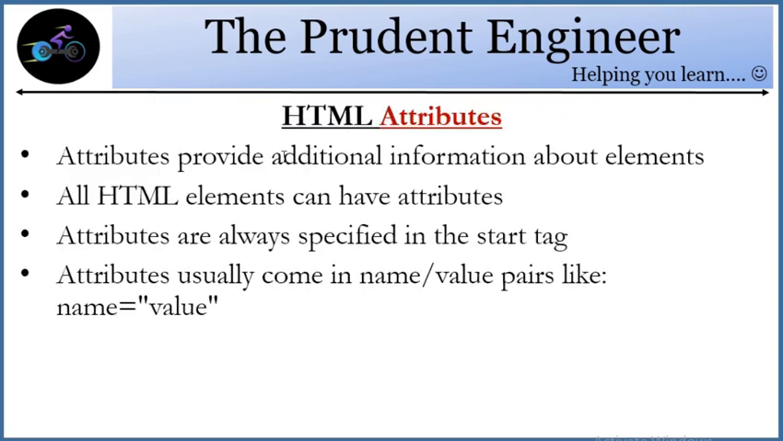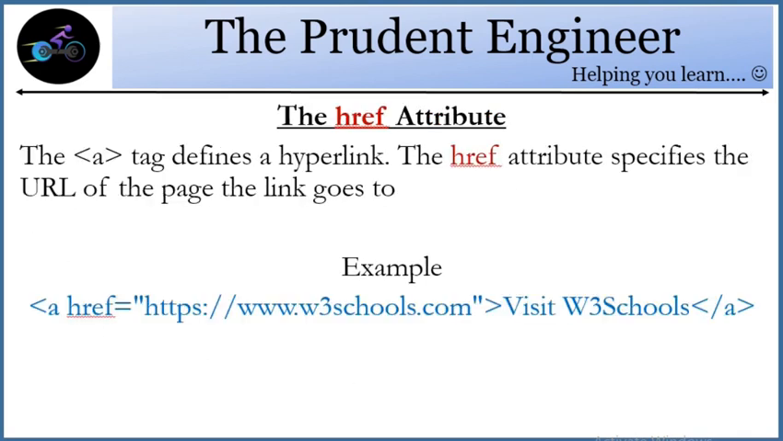HTML attributes are basically the things that provide additional information about elements such as titles, heads, and paragraphs. All HTML elements can have attributes. As you see, there are two tags, as we already know: a start tag and an end tag. You always put the attributes in the start tag. So we'll start with an example.